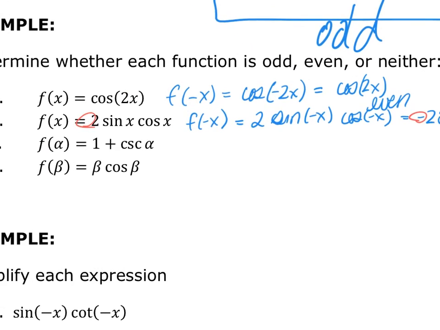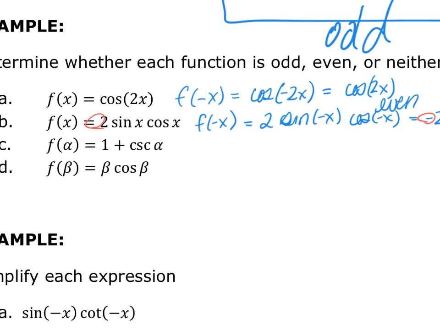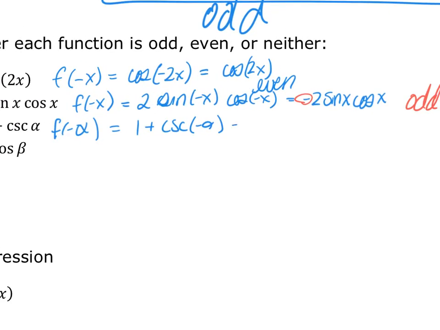I'm going to do the same thing with the next one. This time, though, I'm putting in alpha. So f of negative alpha is equal to 1 plus the cosecant of negative alpha. Cosecant is the reciprocal of sine. Sine is odd, so cosecant will be odd. So this is 1 minus the cosecant of alpha. Odd, even, or neither? This one is neither.